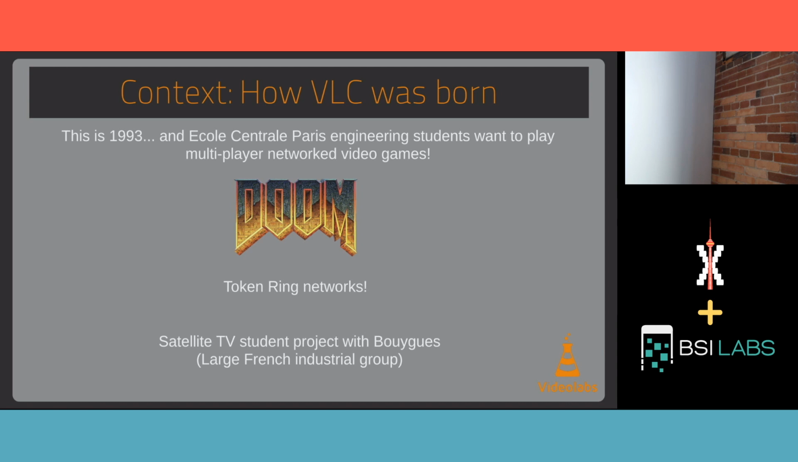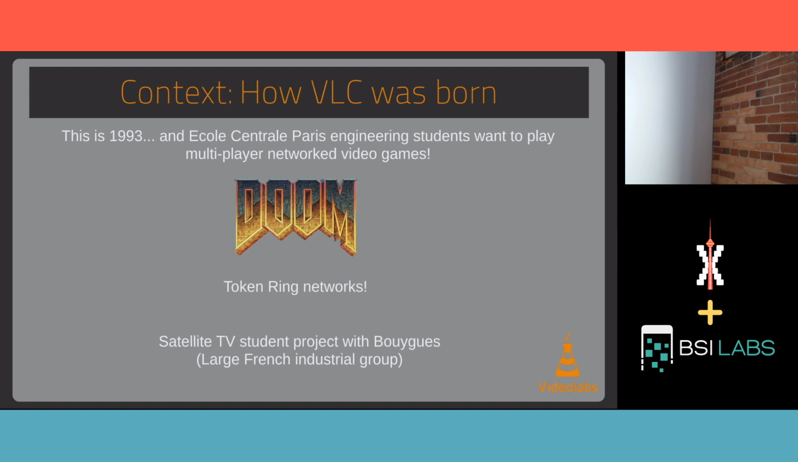And Bouygues, at the time, it was like 1993, Bouygues thought that satellite TV was going to be the future. So they said to the students, if you can manage to make satellite TV work on a commodity computer and decode a stream, then we will pay for your equipment. So for a couple of years, students at the school worked on that, and they managed to get it working, and they paid for the new network equipment. That's how VLC was born, basically, as a student project.